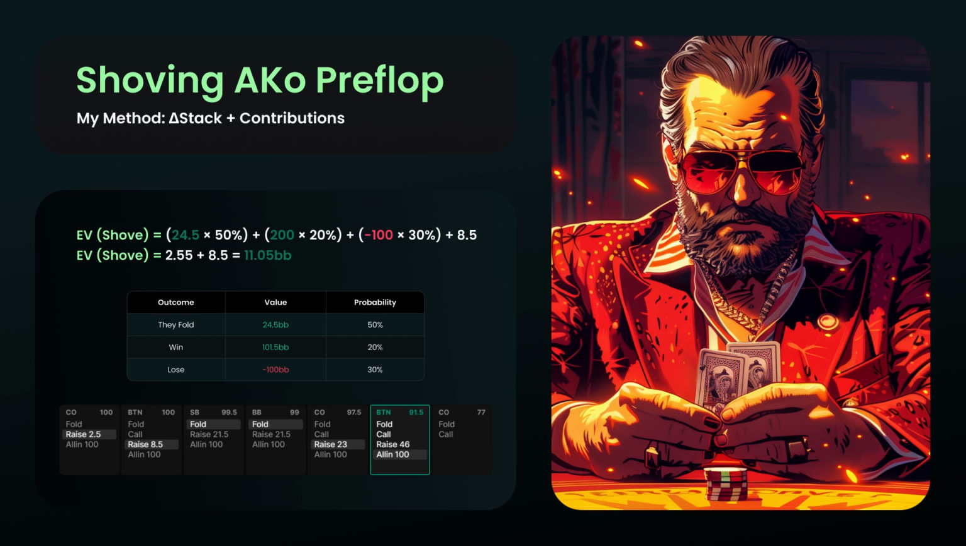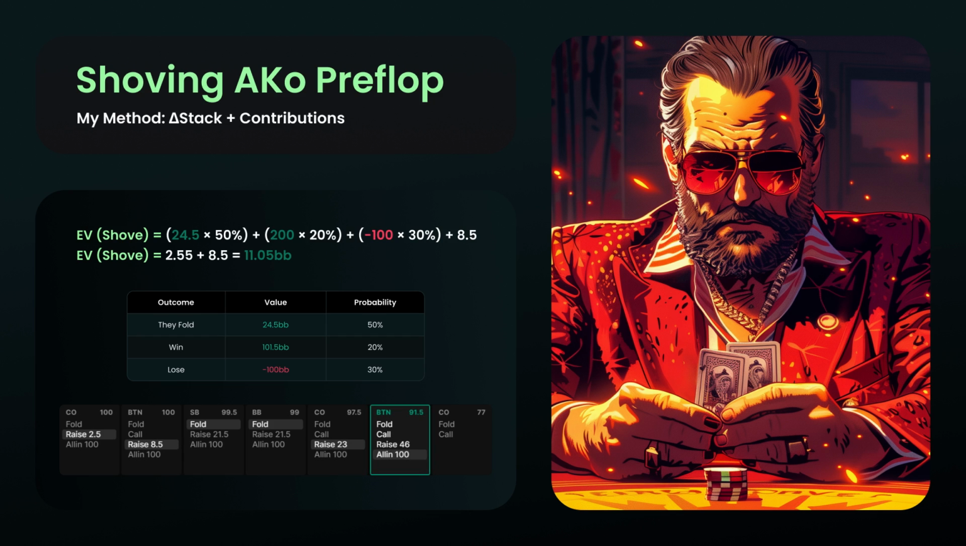So if they fold, I'm going to win their 4-bet and the blinds, which is 24.5 big blinds. If I win the shove, I'm going to win their stack and the blinds, 101.5 big blinds. And if I lose the shove, I lose my stack, minus 100, right? Like, these numbers feel super intuitive to me. And then at the end of this, all you do is just add on however much you've contributed to the pot so far. So I've contributed 8.5 big blinds, and so I can just multiply these together, add 8.5, and I get the same value. So 11.05 is the exact same EV we calculated earlier with these simplified numbers, just using a more intuitive method.